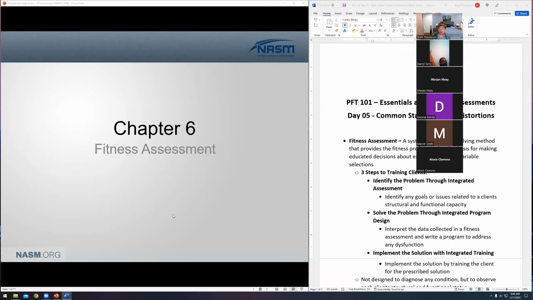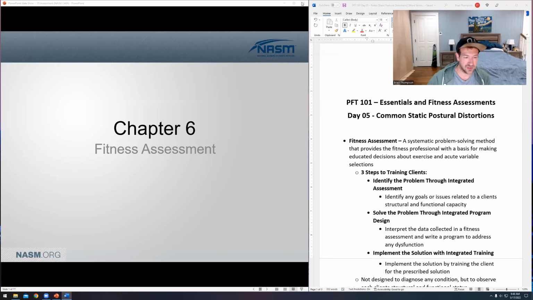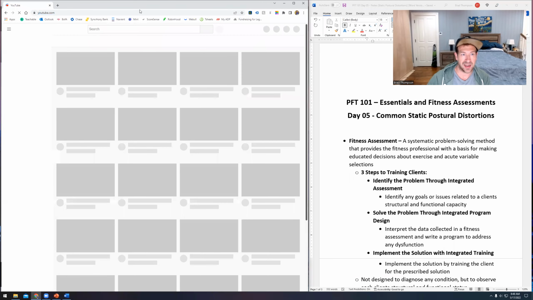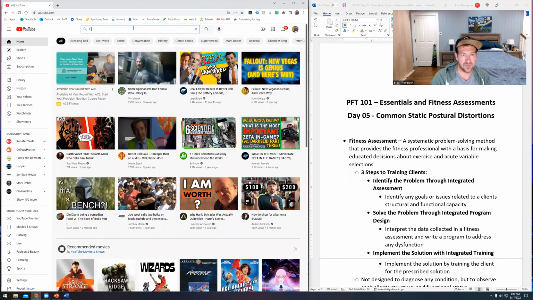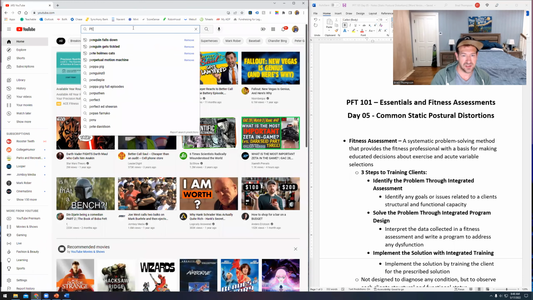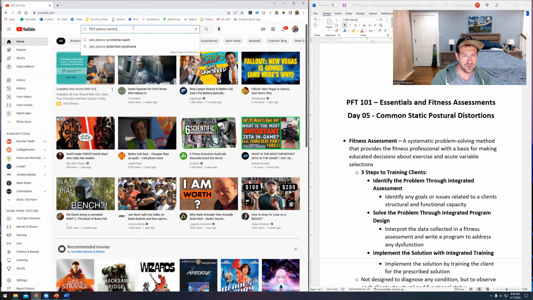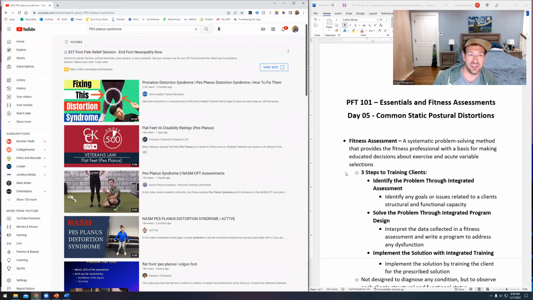All right, so we're looking at static postural distortions today. I'm going to go ahead and start us off with a video, actually. Lannis syndrome. And we're going to take a look at what it means to see these distortions, right?